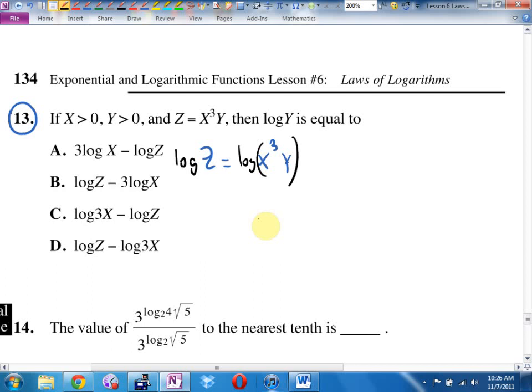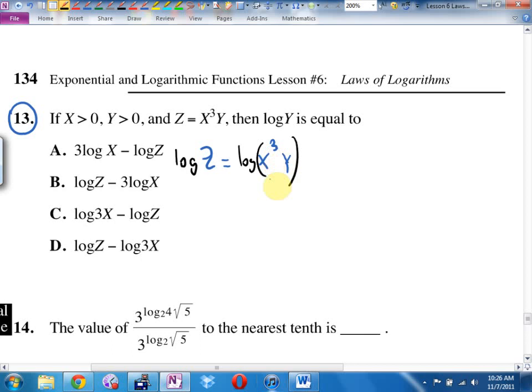Steph, what did they ask me to find here? What's happening between the x cubed and the y mathematically right there? Adding, subtracting, multiplying, or dividing? Amanda, what is multiplying two logs inside the log the same as doing outside the log? Or, in other words, how can I break this up?